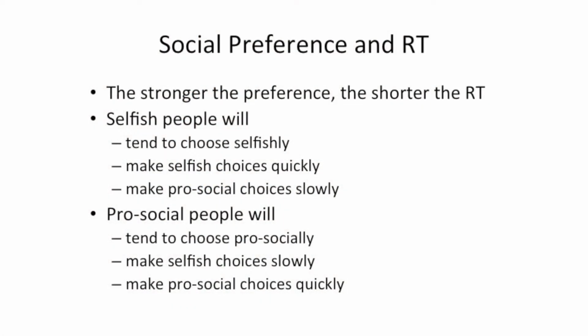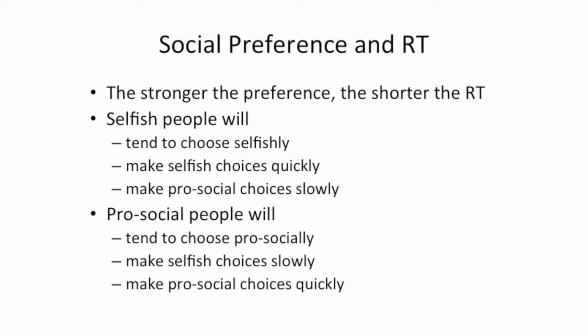Okay? So how does this apply to social preferences? The general finding is that the stronger the preference, the shorter the RT. Think of it as easy and hard. An easy decision you're going to make quickly. A hard decision you're going to take some time. Right? So in a social domain, now imagine we have selfish people and we have pro-social people. So we have heterogeneity. Selfish people in a given experiment are going to tend to choose more selfishly. They're going to make those selfish choices more quickly. And when they do make pro-social choices, they're going to make those choices more slowly because they're going to be closer to their indifference point.